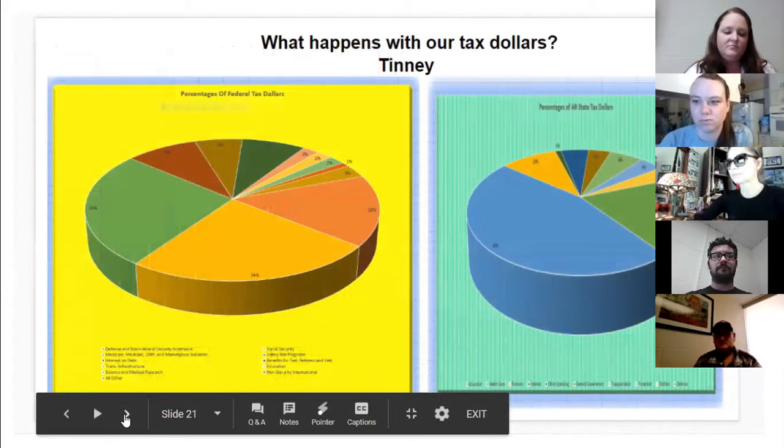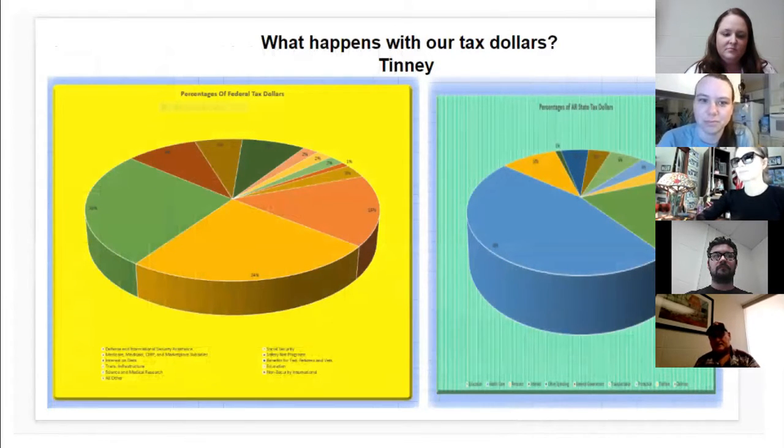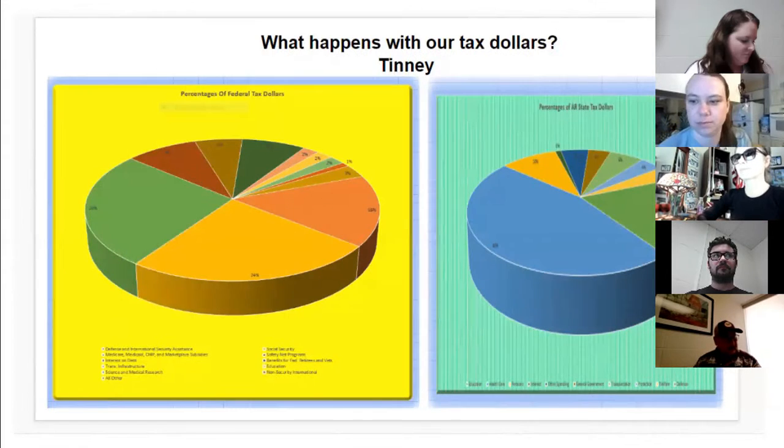Our tax dollars, well, the pie charts that come up here outline the percentages of where the government uses our tax dollars, both nationally and in our state. Nationally, our tax dollars are mainly spent on healthcare, Social Security, and defense. If you look at the charts there, it shows the different things where our federal tax dollars are spent. The big blue is mainly healthcare, especially for the state of Arkansas. We have so many people that are on welfare and Medicaid and that type of thing.